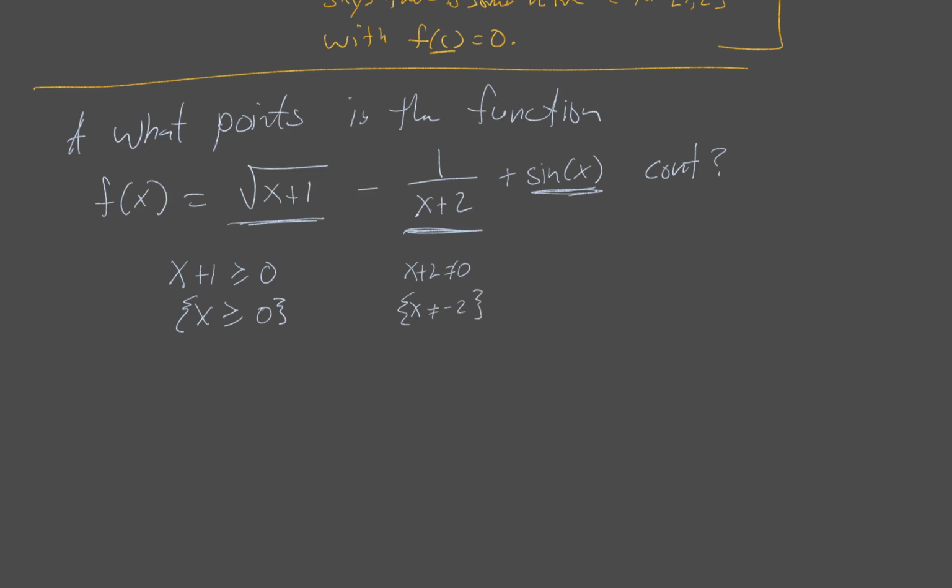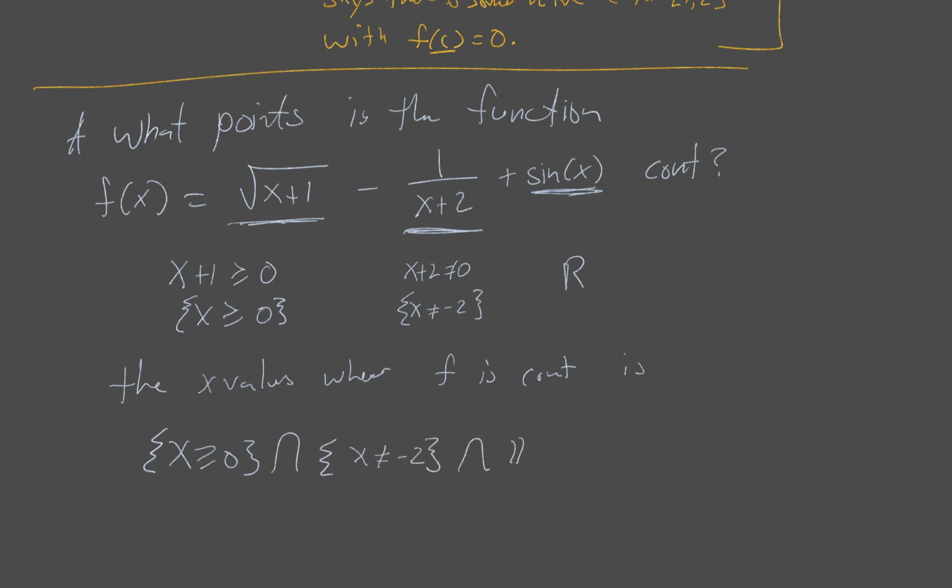Right? So as long as we're in both of these things, I'm continuous here and I'm continuous here. So I want to be in both of these things. I need the intersection of them. The x values where f is continuous is, and this is all of r, it's continuous here for all of r, so it's going to be x is bigger than or equal to 0 intersected with x is not equal to negative 2 intersected with all of r.